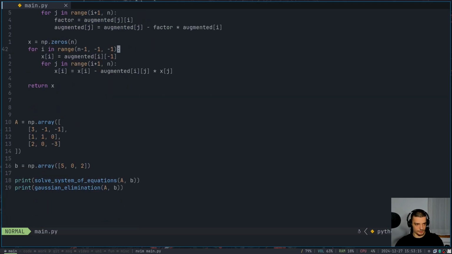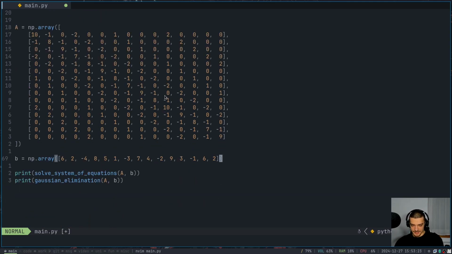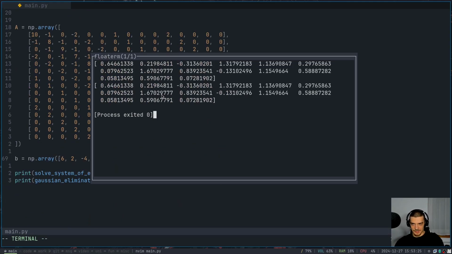And to show you that this works also for larger matrices, I have another example here that we can run. I'm going to replace this one. This is a larger example. I can run this and you can see we get the same result. So we implemented Gaussian elimination from scratch.